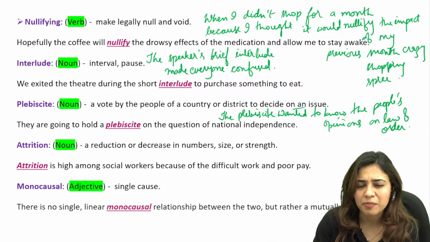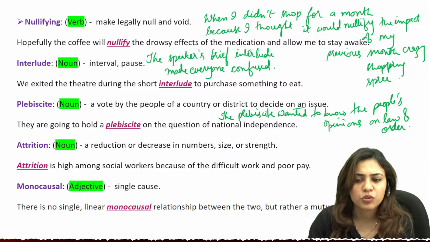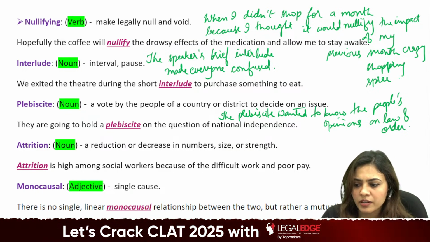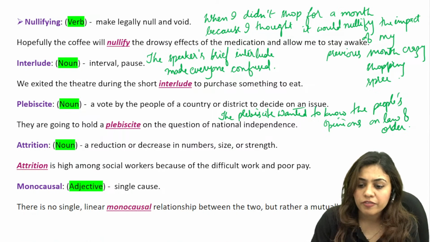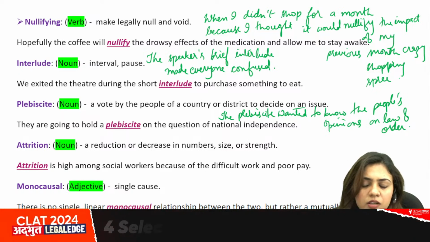And today I saw like plenty of nouns. So as you can see, interlude, plebiscite, attrition, तीनों भी nouns ही हैं. Attrition का मतलब होता है when there is a reduction in size, number, strength of something. Okay, for example here, attrition is high among social workers because of the difficult work and poor pay.